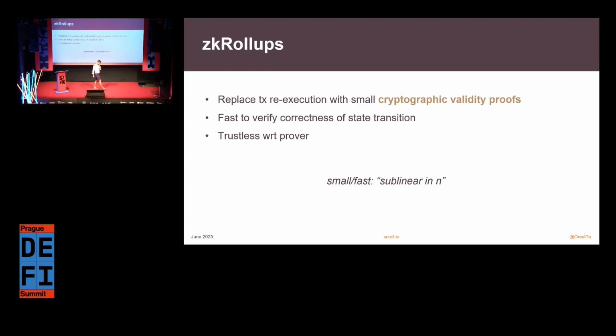Okay, so what are ZK rollups? Well, they replace the re-execution, the necessity for every node on the network to re-execute a suggested set of transactions, with a cryptographic validity proof. And those proofs have this amazing property that they are actually faster to verify than rerunning the set of transactions that they are proving yourself. So this is very interesting, right? It's very counterintuitive. And on top of that, there's no trust assumption with respect to the prover, the entity doing the heavy lifting of creating such a proof that is then so fast to verify.